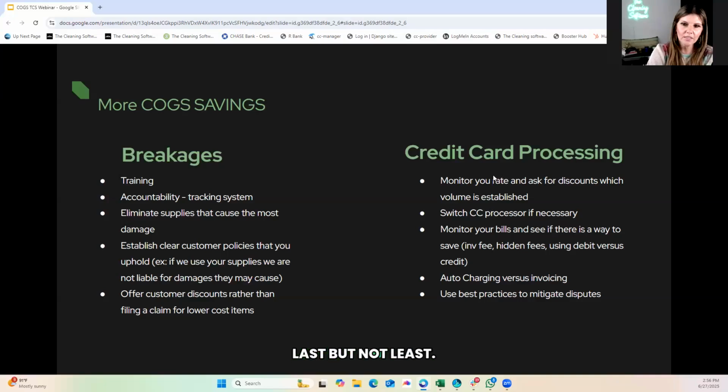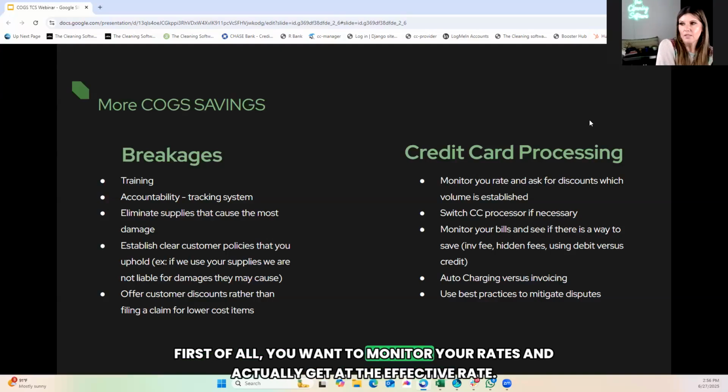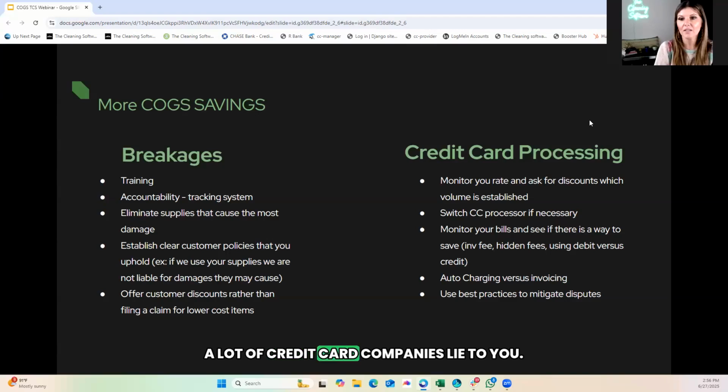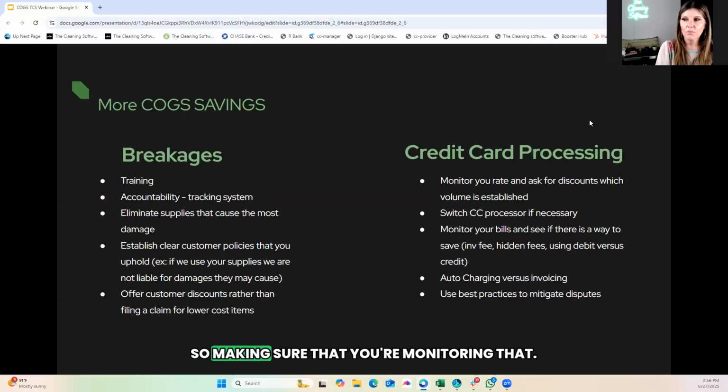Last but not least, credit card processing. How in the world do I lower the credit card processing? First of all, you want to monitor your rates and actually get at the effective rate. A lot of credit card companies lie to you. They say it's a certain rate, but when you really look at your effective rate, it's totally different. So make sure that you're monitoring that.